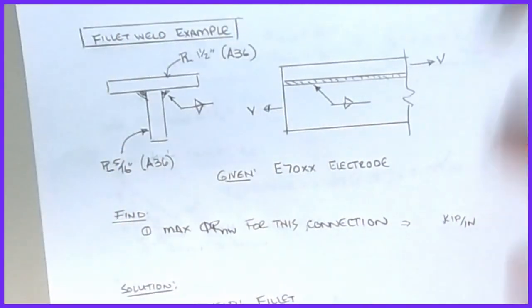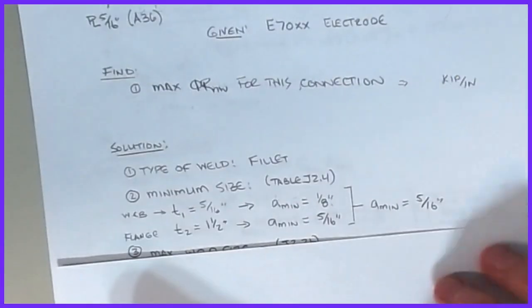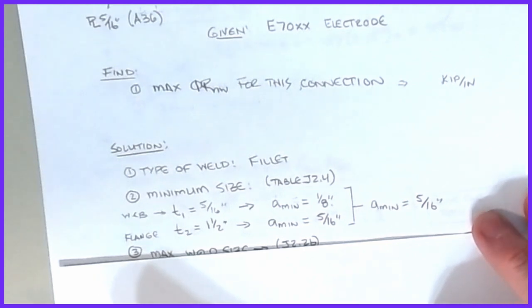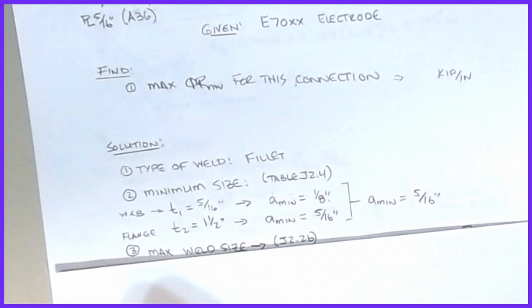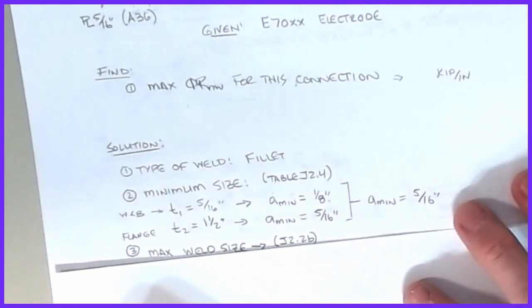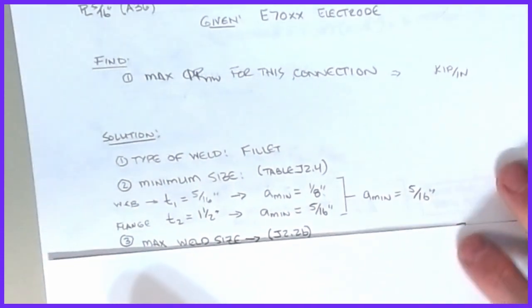Okay, and so that's what A min is trying to accomplish, or trying to capture, is to make sure that you put a big enough weld on a plate that it's connecting to, so that it doesn't just experience some sort of cooling or thermal issues associated with it. All right, so that's my minimum on this.